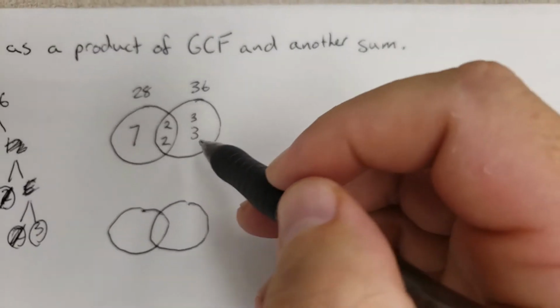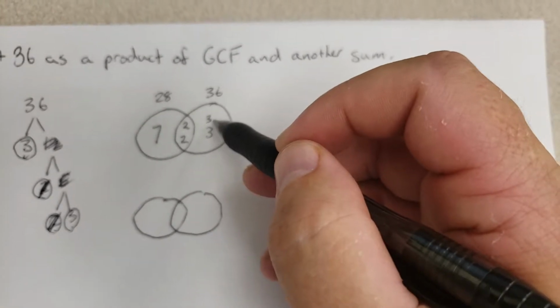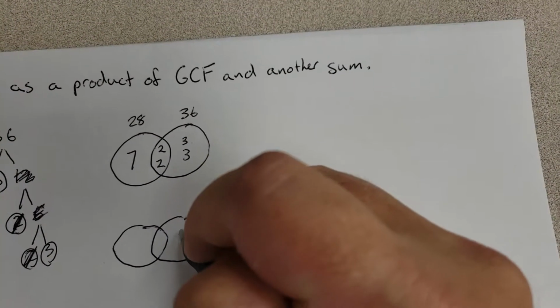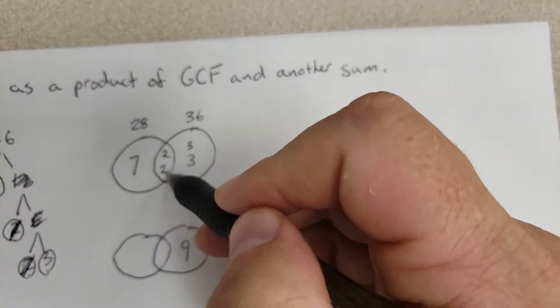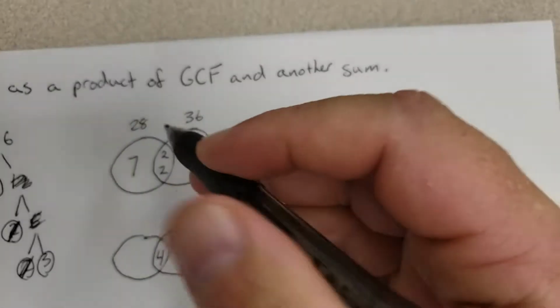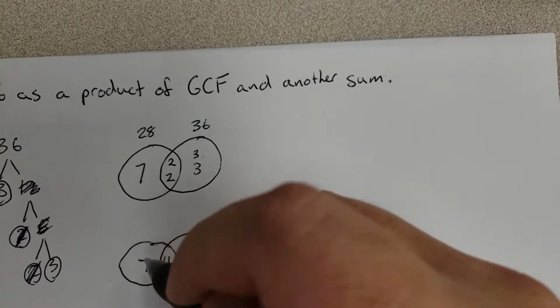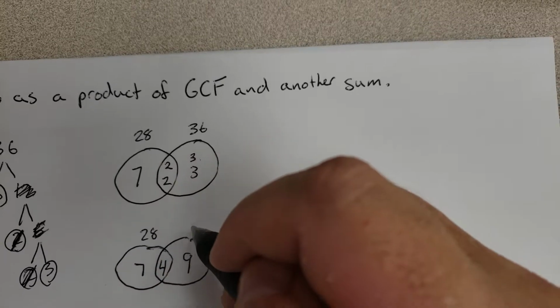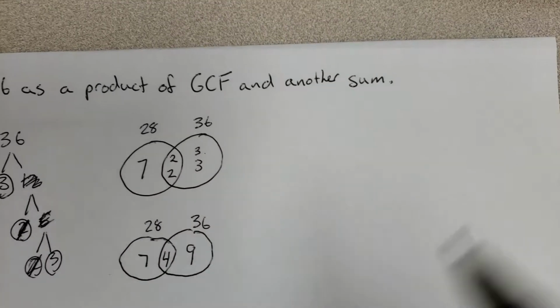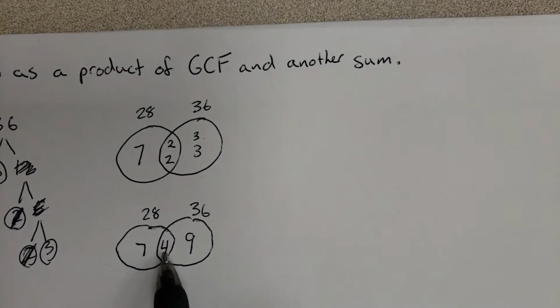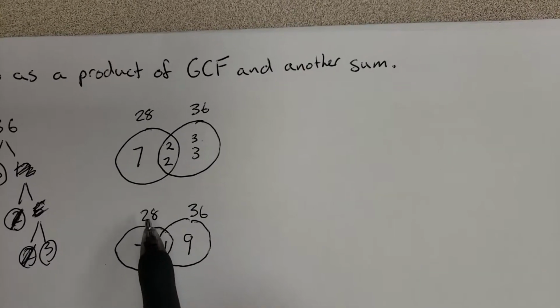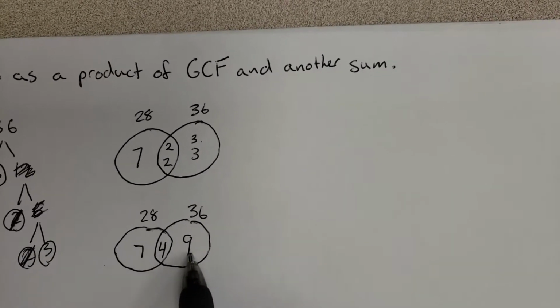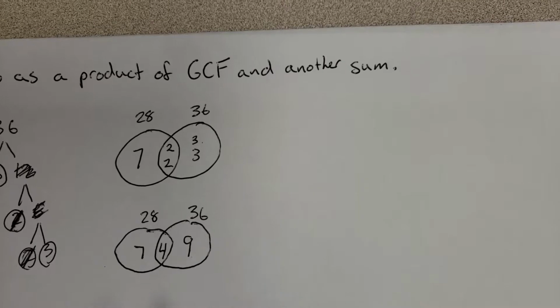So the way that we combine these, we use multiplication. So 3 times 3 is 9. 2 times 2 is 4. 7 is just 7. Now how do I know I did it right? Because if I multiply 4 times 7, it makes the 28 right there. And 4 times 9 makes the 36 right there.